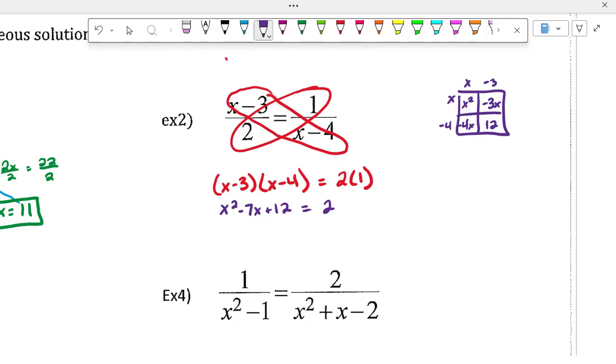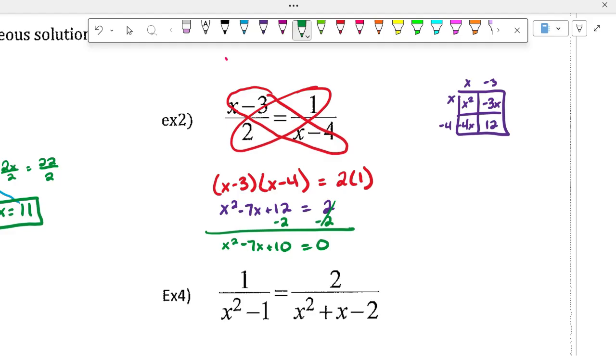Now, what type of equation is this? Is it linear or quadratic? I know you guys noticed we had the x squared. What type of equation is that? It's quadratic. So to solve it, I got to get one side equal to what first? 0. So I'm going to subtract 2 from both sides. I got x squared minus 7x plus 10 is equal to 0.